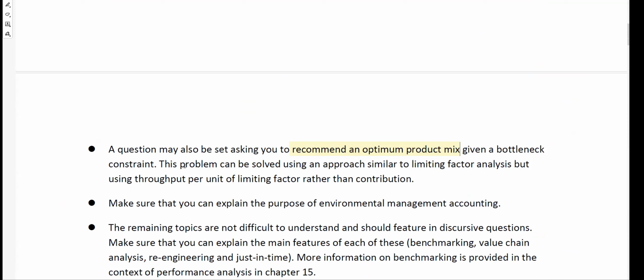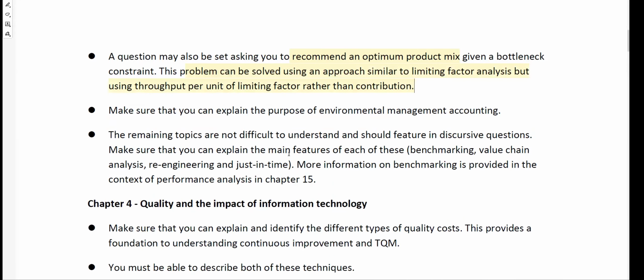Given a bottleneck constraint, the problem can be solved using an approach similar to limiting factor analysis or key factor analysis, but using throughput per unit of limiting factor rather than contribution. I'll teach you this. Now, from there, what we are supposed to look at.